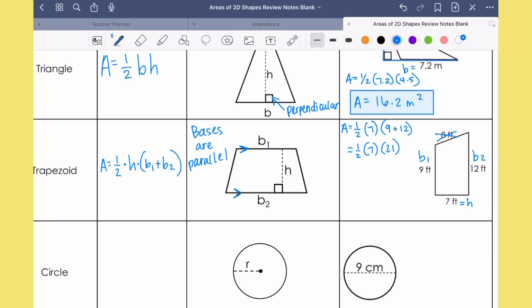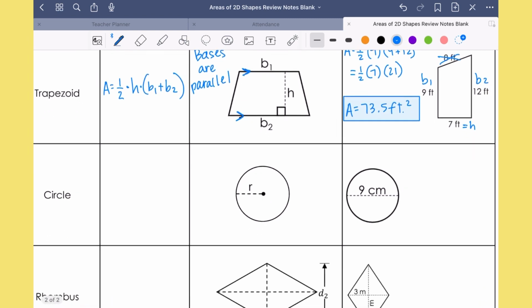So 21 times 7 times 1/2 is going to give us in our calculator a total of 73.5 feet squared. Make sure you always put the squared for your area answers. Proper notation.